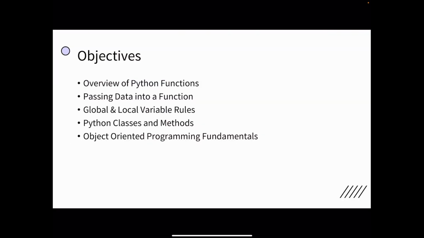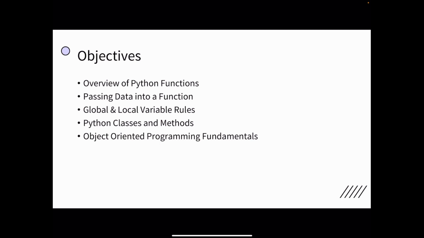Our objectives for this module are to go over an overview of Python functions, which are just a way to create reusable blocks of code, and how we pass data into those functions in things called arguments. We're going to look at the different global versus local variable rules, because when we are using variables within a function, some variables are not going to be accessible from outside of that function unless we actually return them back to the core global code, or the core program. We're going to be covering Python classes and then how to create methods within those classes.